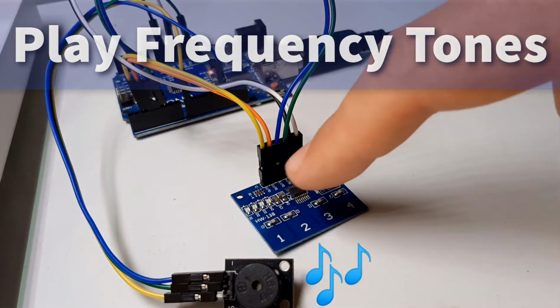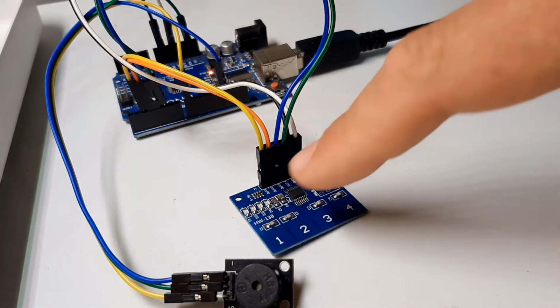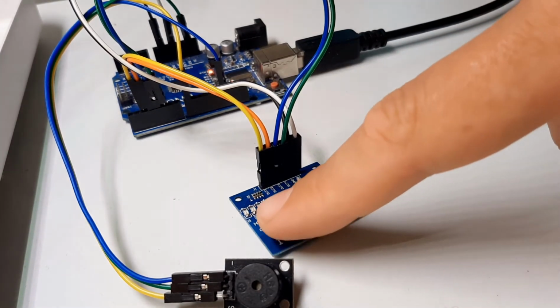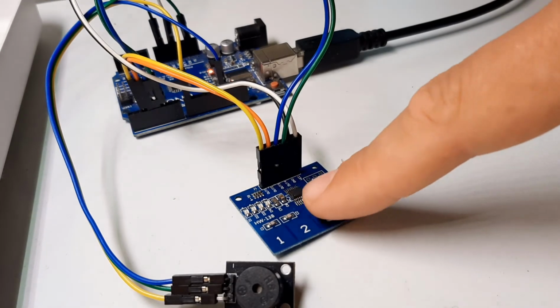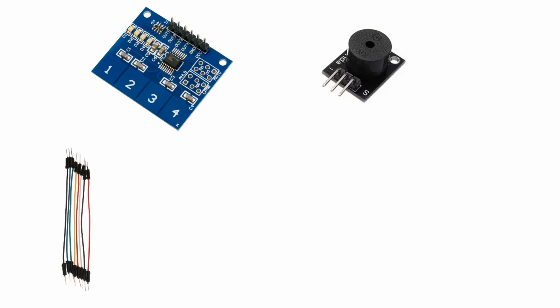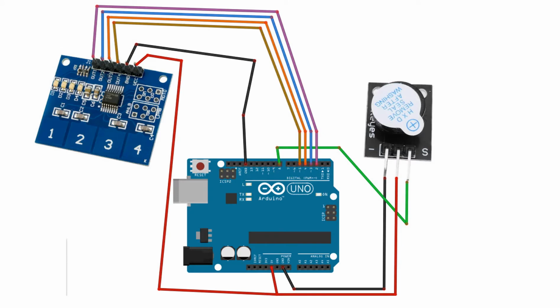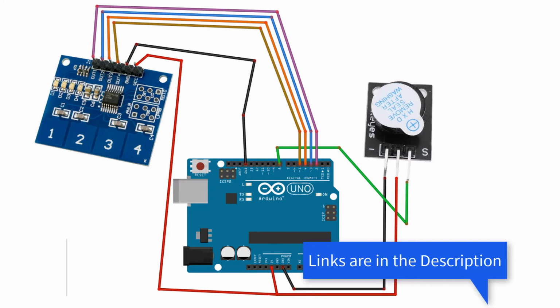In this tutorial, we will learn how to play different frequency tones using Arduino. For this project, you will need a keyboard module, piezo buzzer module, jumper wires, Arduino and Visuino software. Wire everything according to this schematic.